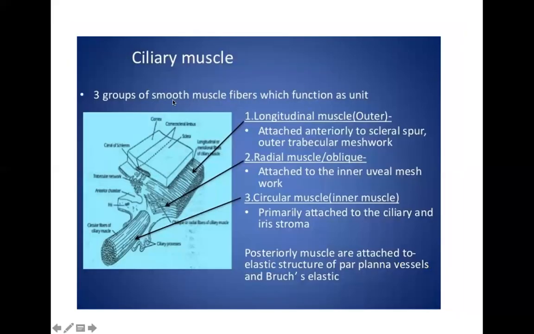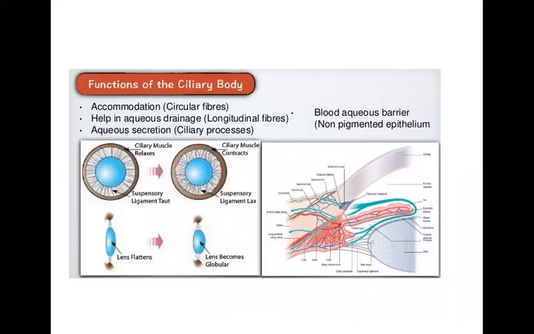Now, there are also three groups of smooth muscle fibers in the ciliary muscle. You have the outer longitudinal muscle. You have the middle radial muscle, also called the oblique muscle, that is attached to the uvea. And you have the inner or circular muscle that is primarily attached to the ciliary body and the iris. Okay, so these are the groups of smooth muscles in the ciliary muscle. Again, your ciliary body is what contains your ciliary muscles. So these are its function for accommodation.